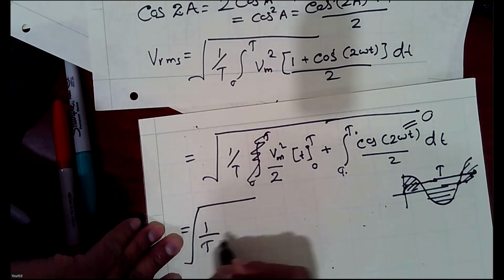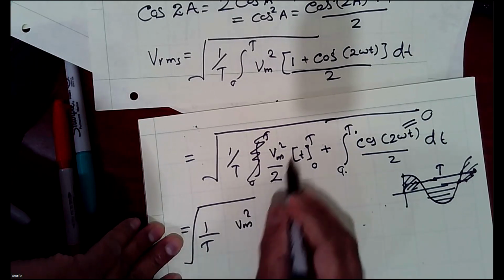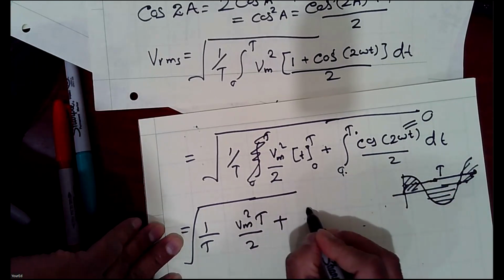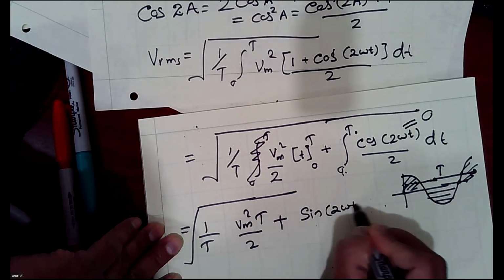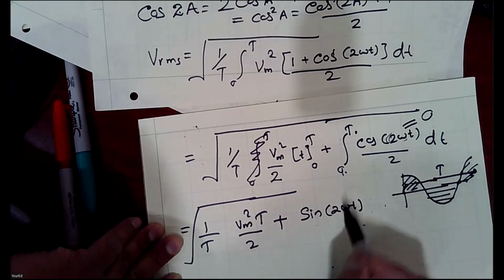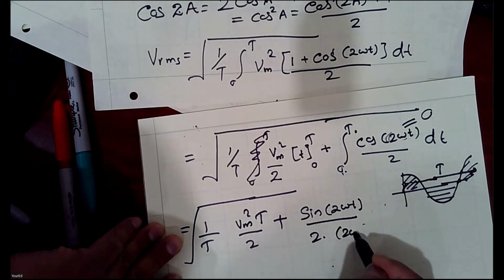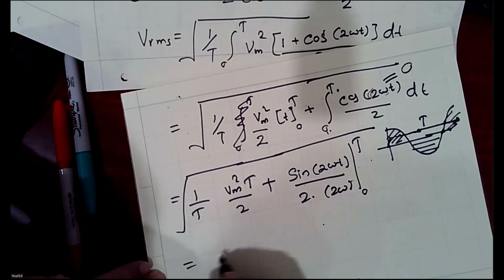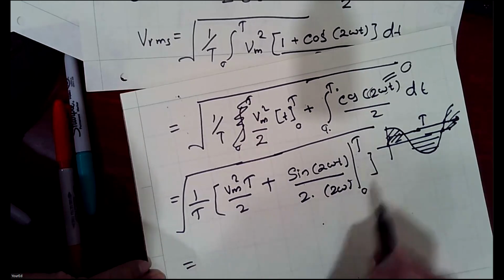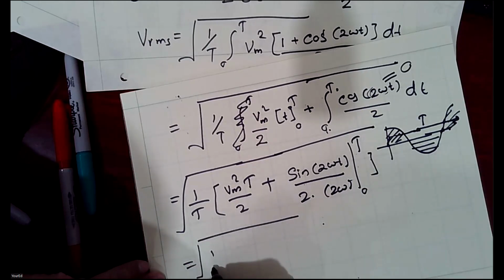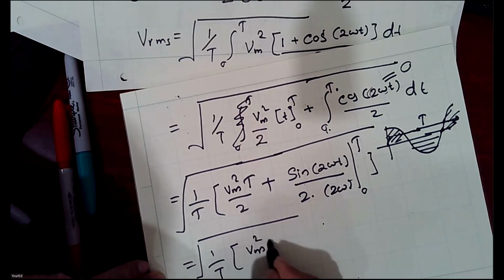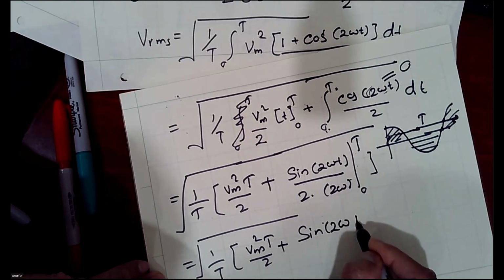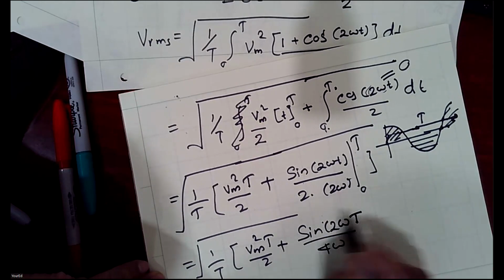I can integrate it this way too if I want. So I can write 1 over T, Vm squared, and when I substitute, T over 2 plus I can integrate cosine 2 omega t. When I integrate, I get sine 2 omega t. Inside the function the derivative is 2 omega, so this is divided by 2 omega, and my limits are as before. So what do I get? 1 over T, Vm squared T over 2, plus sine 2 omega t over 4 omega.